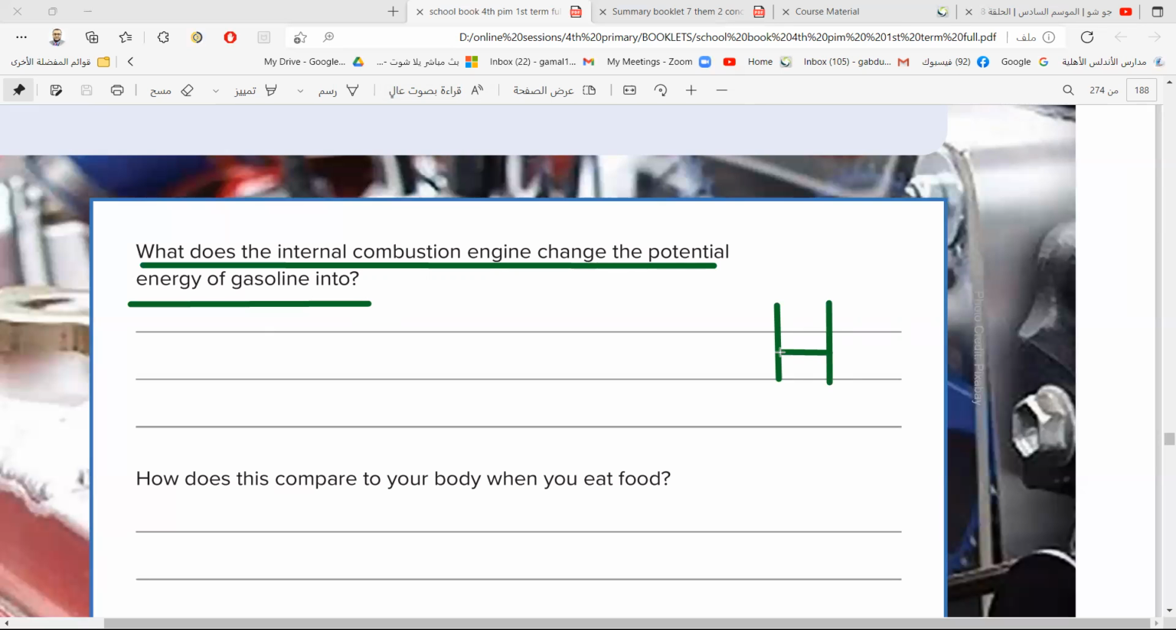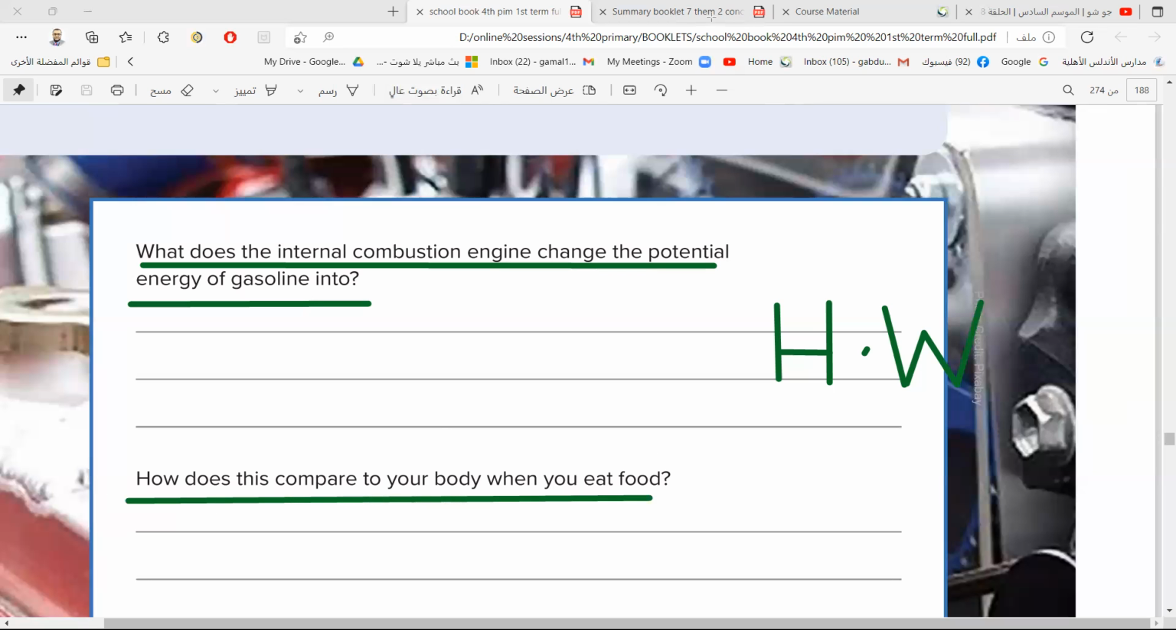Question number 2. Who can read question number 2? Thermal energy. Okay. How does this compare to your body when you eat food? Yes. The chemical in the food changes also into thermal. It is the same in your body like the car. The car burns the gasoline to get thermal energy and kinetic energy. And also your body burns the food to get what? To get thermal energy to warm your body and to get mechanical, kinetic energy to move. This is the same in your body.